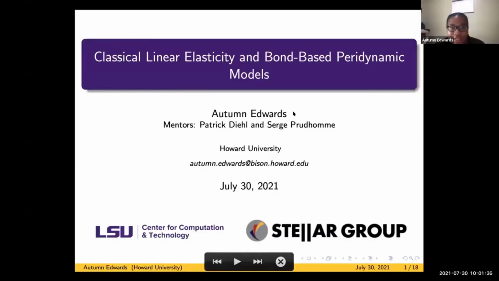My project for this summer, I was working on classical linear elasticity and bond-based peridynamic models with my mentor, Patrick Diehl, and he also has a partner on his research project, Serge Prudhomme, who helped us a lot this summer with my project.